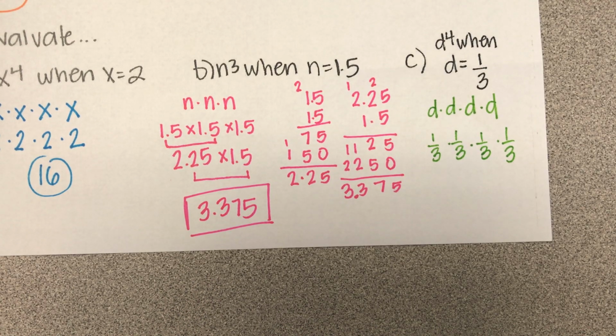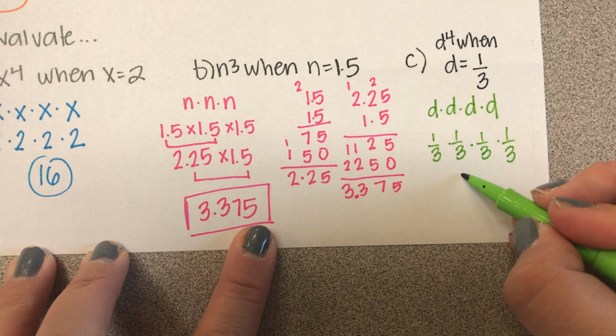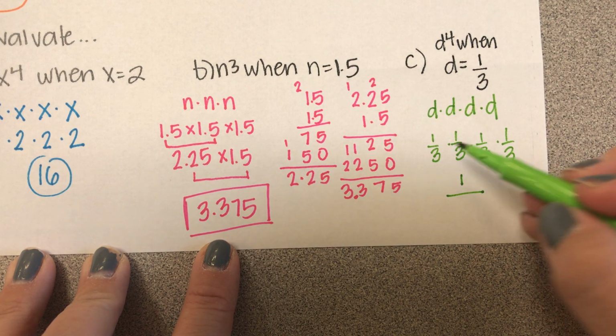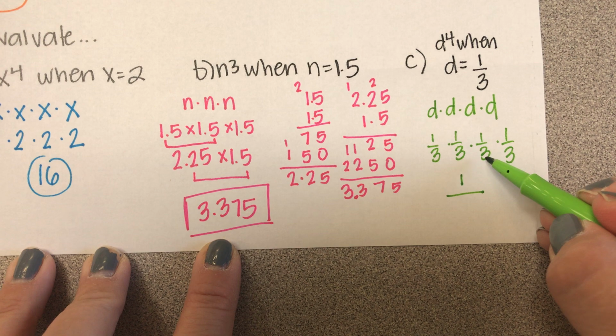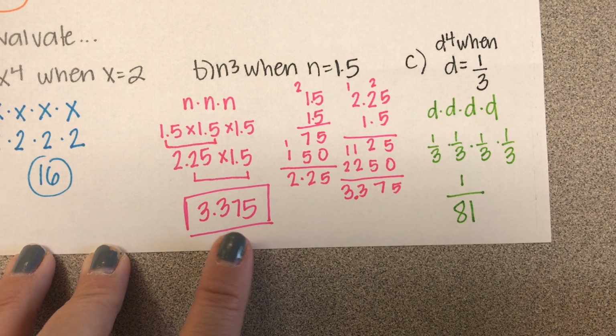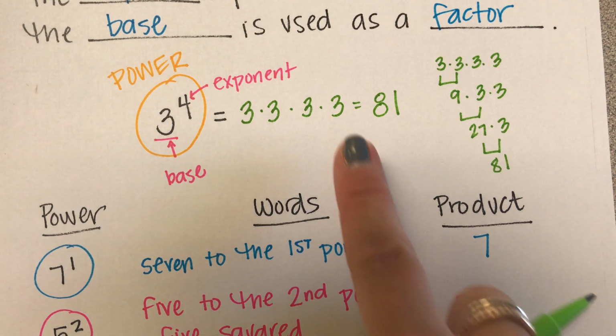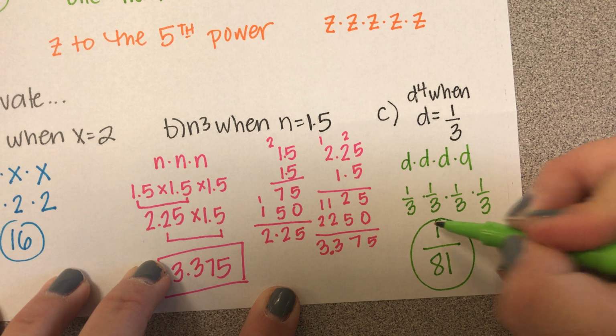Okay, so let's talk about this. With fractions, when you're multiplying, you multiply all the way across the top. So 1 times 1 times 1 times 1 is 1. And then on the bottom, 3 times 3 is 9. 9 times 3 is 27. 27 times 3 is 81. And if you will remember, that's actually the example we did up here. Okay, so 1 over 81.